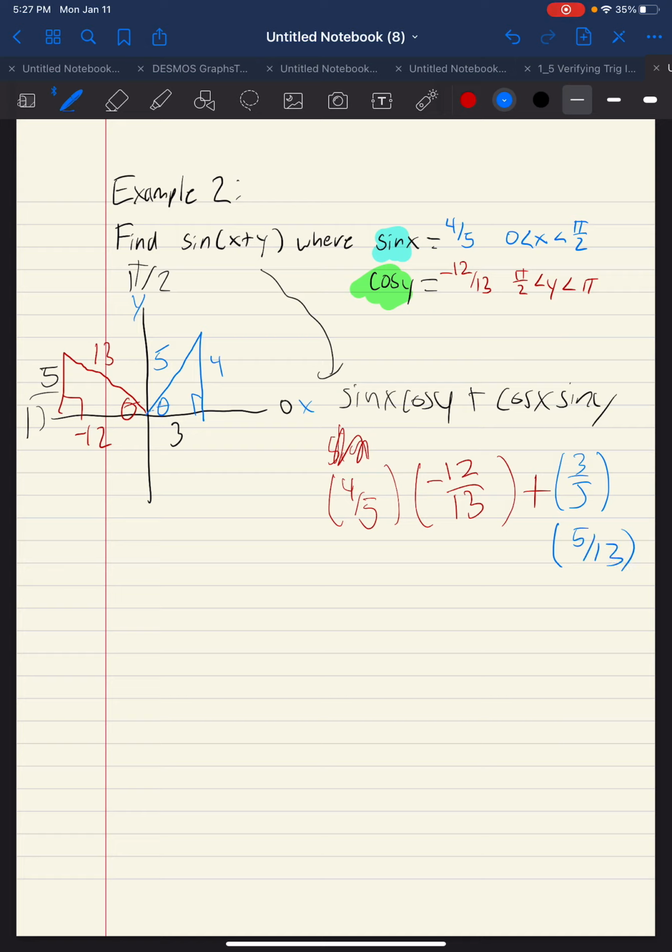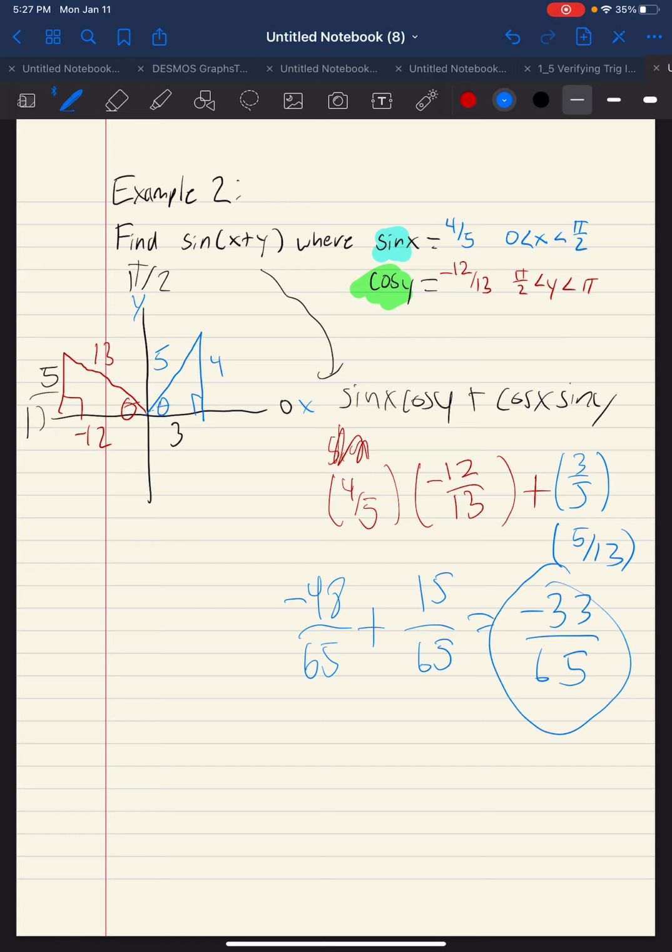And now all you've got to do is evaluate. So once you evaluate them, I get negative 48 over 65 plus 15 over 65. We have a common denominator, so we can just add them, and then we get negative 33 over 65. And as you can see, knowing where the quadrant was for sine of x and cos of y helped us achieve our values, because we know that sine is positive in quadrant 2 and we know cosine is positive in quadrant 1, and that's how I knew if it's negative or positive as well.